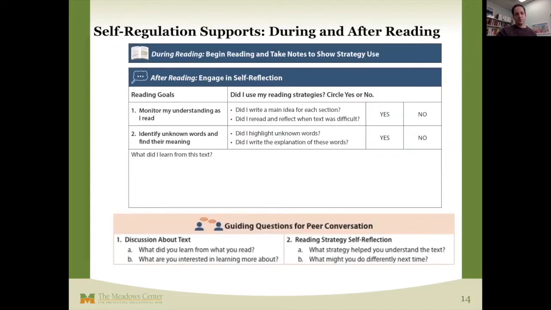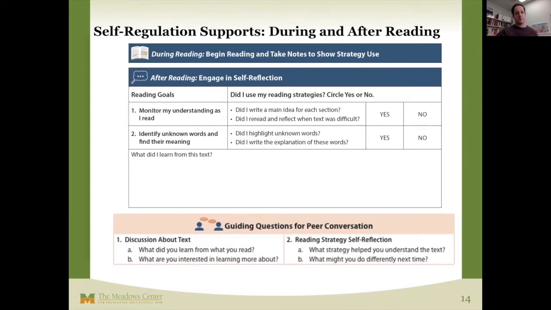During reading, we really want students to focus on the text, and so we encourage them to put this self-monitoring or self-regulation support to the side and to begin reading and to take notes on their strategy use. And the strategies that we encourage them to use were always strategies that were apparent, that we could, for accountability's sake and to maintain engagement, that we could see, that were made visible. And so highlighting unknown words and writing main ideas being 2 examples of that.